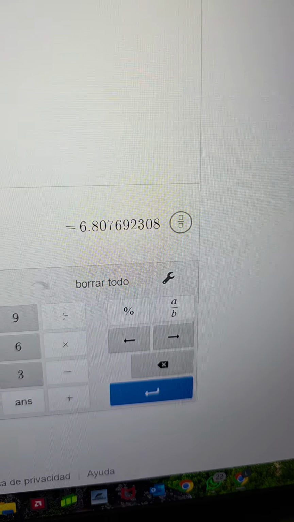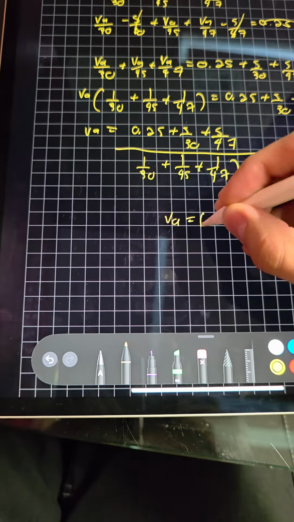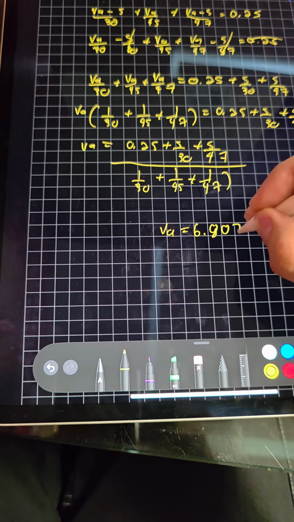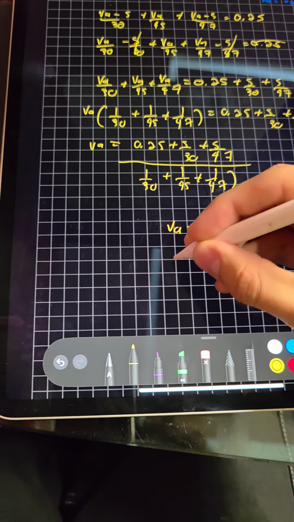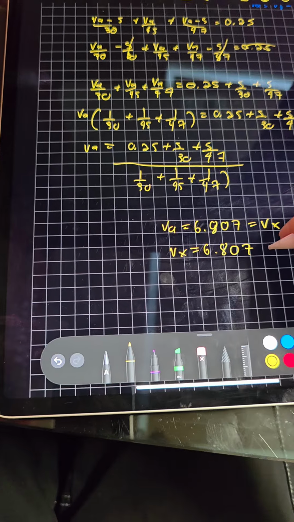So now, performing this on a calculator, we got a result of 6.807. So VA equals 6.807, which is equal to Vx. So our value of Vx is going to be 6.807 volts.